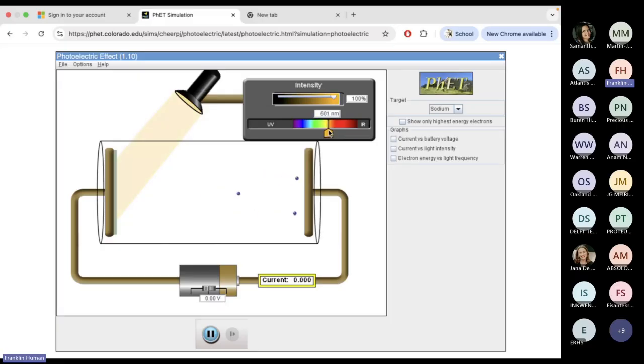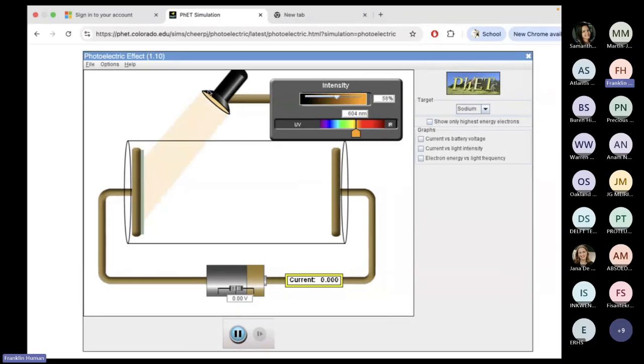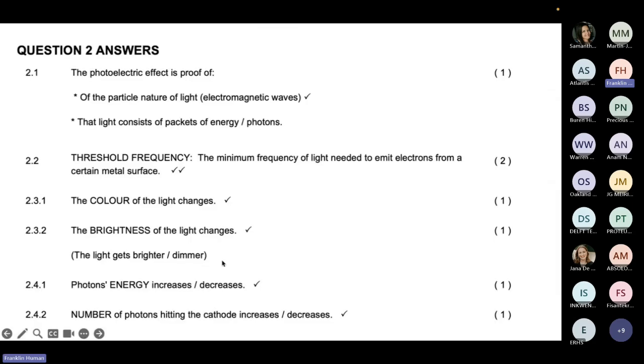All right, so let me do the orange one over there. What does changing the intensity do? Right, now it's just faintly orange. And can you see there? The brightness changes as I change my intensity. So my answers over here make perfect sense. Changing the frequency changes the color, changing the intensity changes the brightness. Okay, let's go back.